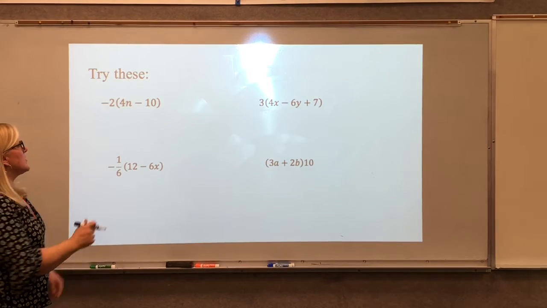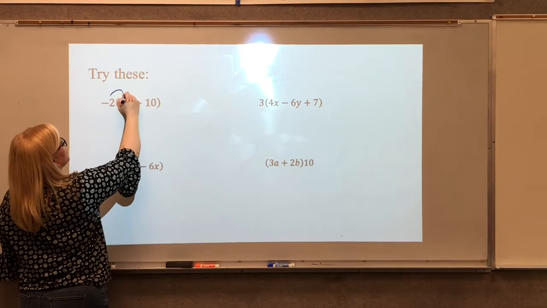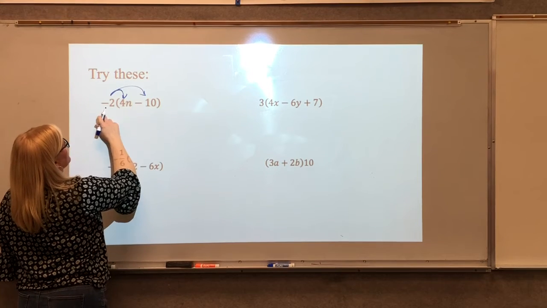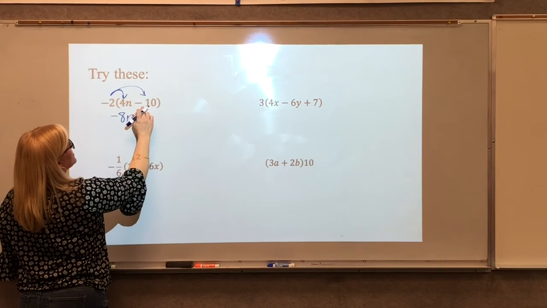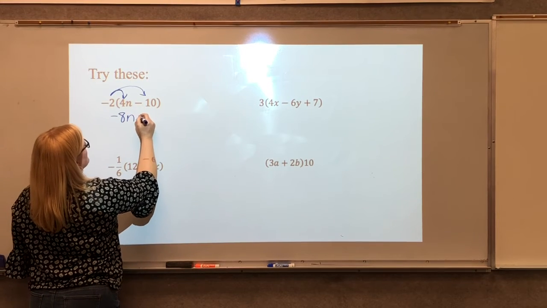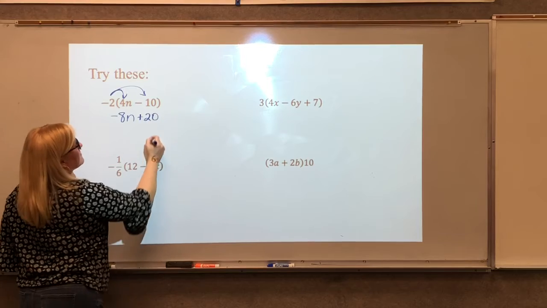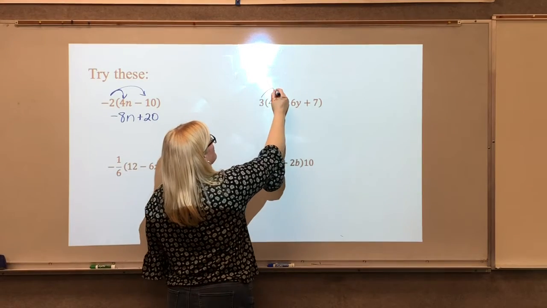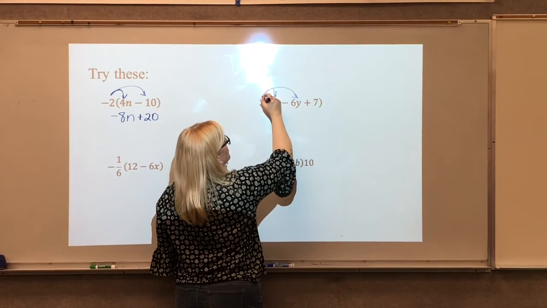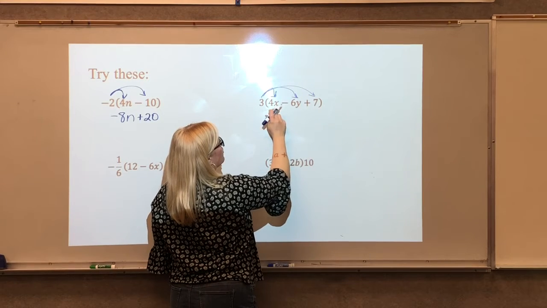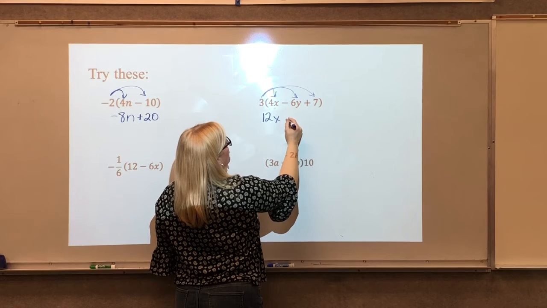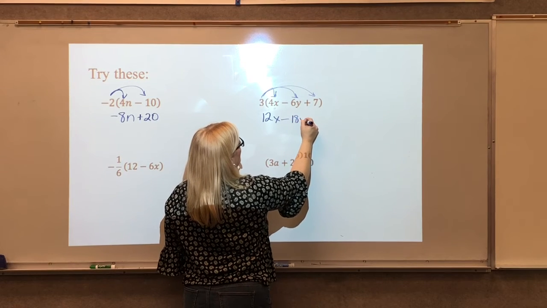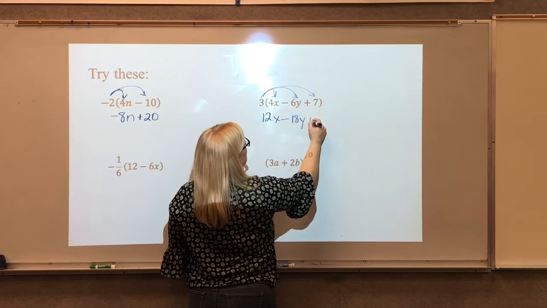All right, so this one, I'm going to distribute the negative 2. Negative 2 times 4n is negative 8n. Negative 2 times negative 10 is a positive 20. Over here, distributing the 3. 3 times 4x is 12x. 3 times negative 6y is negative 18y. And 3 times 7 is 21.